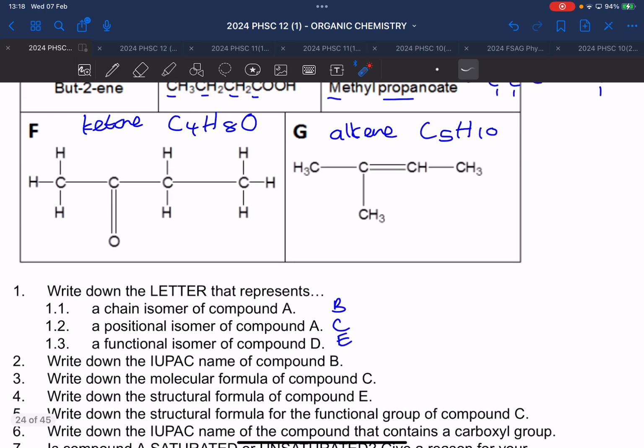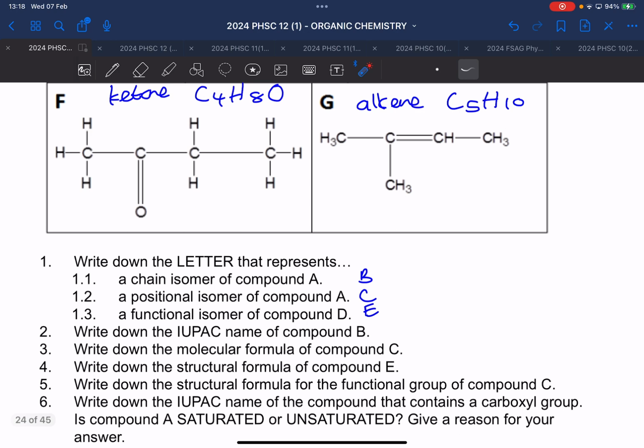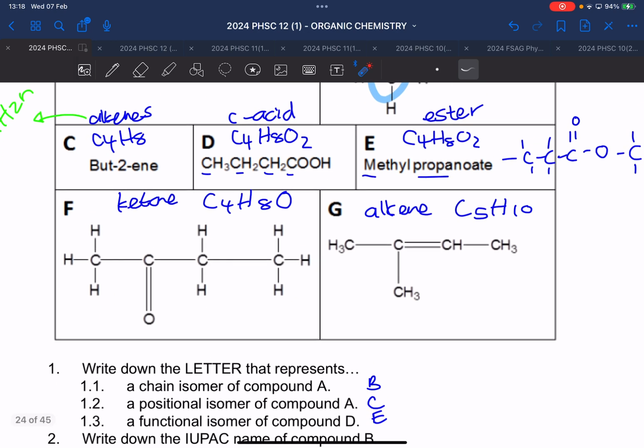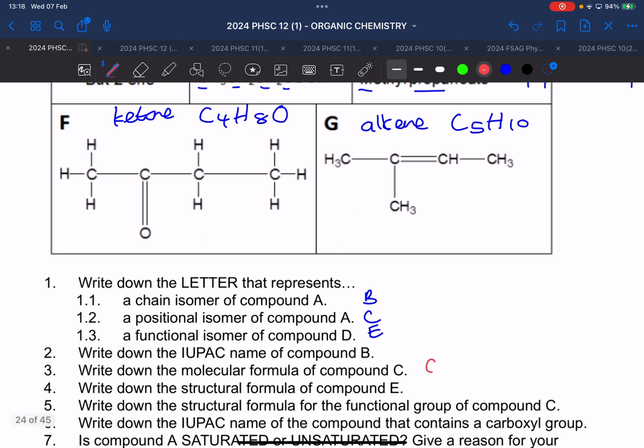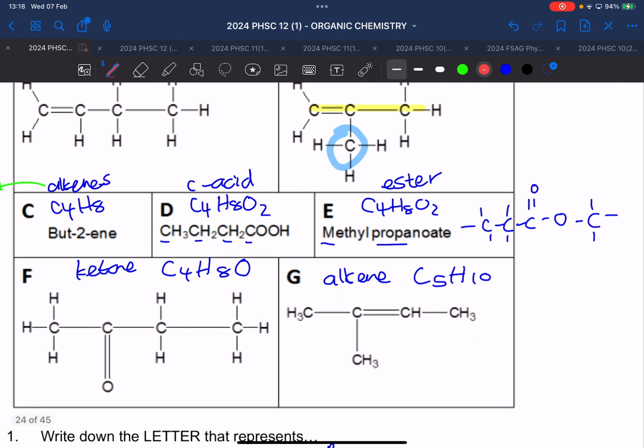Okay, next question. Write down the molecular formula of compound C. We've already done that. That is C4H8. Write down the structural formula of compound E. We've actually done that. But remember, when you write down the structural formula, you must show all of the hydrogens. Even if you leave out one hydrogen, they deduct a mark. Not just lines. So you have to show all of the hydrogens.